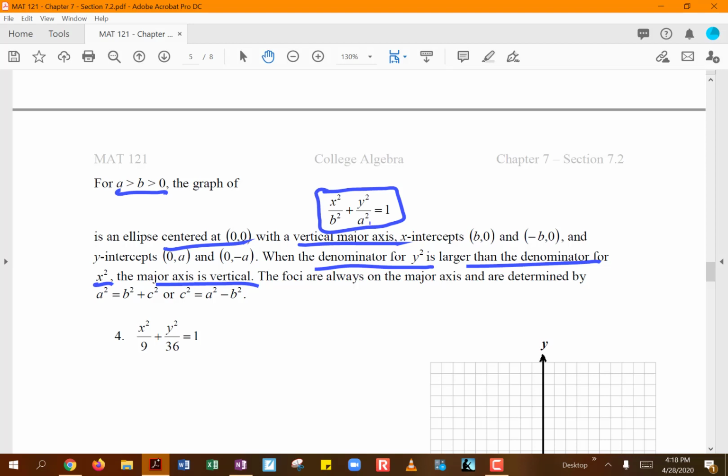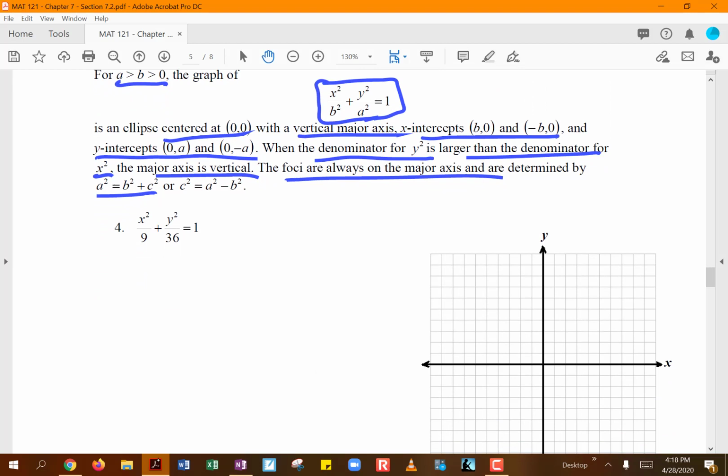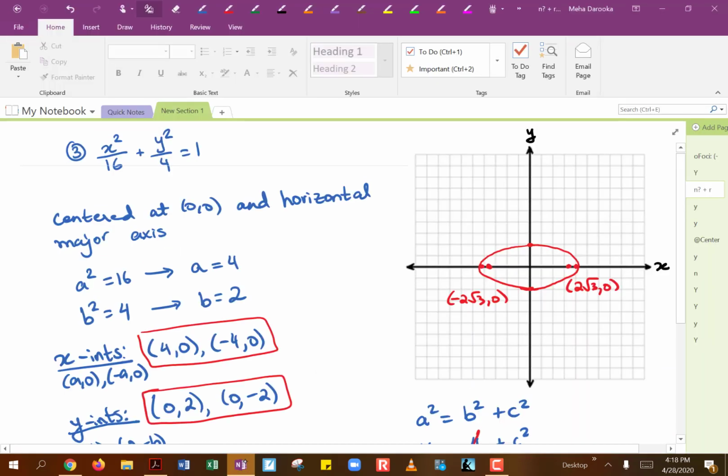Now your x-intercepts, since the b value is underneath the x variable, your x-intercepts will give us the b and the negative b values. Y-intercepts, because a is underneath the y variable, the y-intercepts will give you the a and the negative a values. Okay, and then again, using the relationship of a squared equals b squared plus c squared, we can find what the foci are going to be. So let's go ahead and take a look at example 4 over here.